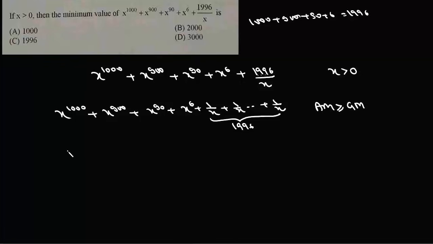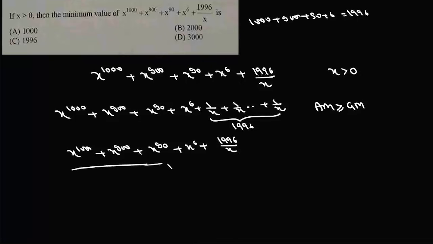Now its arithmetic mean will be x to the power 1000 plus x to the power 900 plus x to the power 90 plus x to the power 6 plus 1996 upon x, whole divided by the number of terms, which here is 2000, and it should be greater than or equal to their geometric mean. If we multiply all these terms, we get x to the power 1996 into 1 upon x to the power 1996, which is 1, to the power 1 upon 2000, so it will be 1.